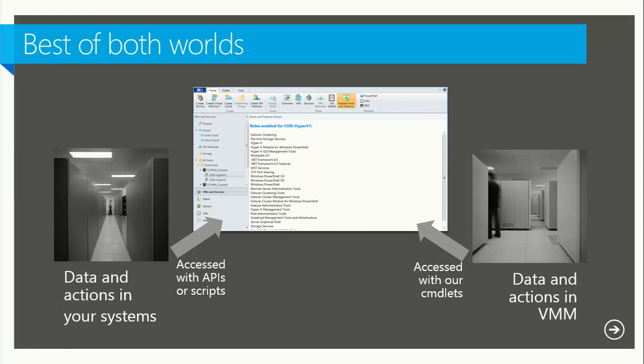You can see there's a button up there that says enabled roles and features. And what it does is for each server you select on the left, it pulls up all the roles and features that are enabled on it. Pretty simple, not super complex, but useful.